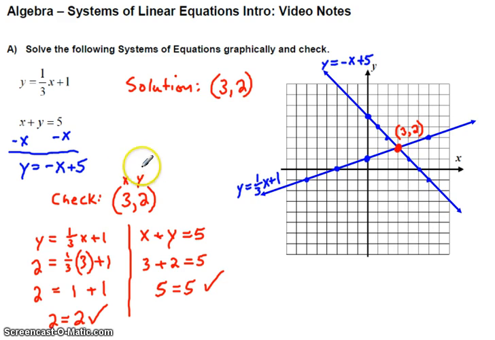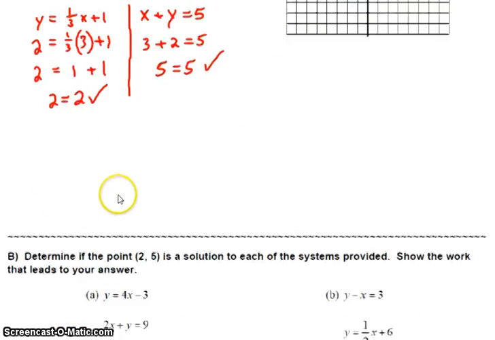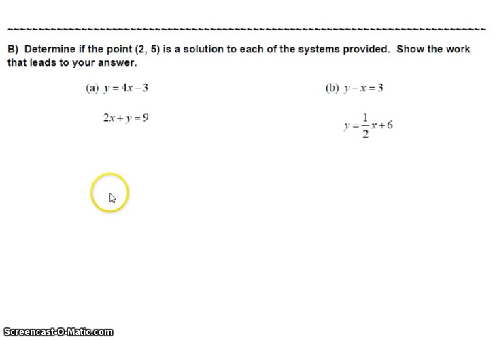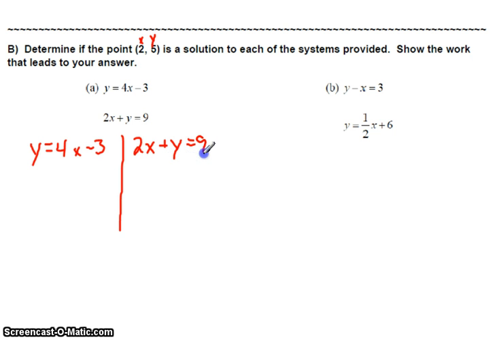All right, part B here. We're going to determine if the point 2, 5 is a solution to each of the systems provided, and we want to show the work. So this is basically just doing the check. This is a fancy way of saying do the check. So the 2 is our x, the 5 is our y, and we're just going to check them. So this is the y equals 4x minus 3. We've got to check that one. We also have to check the 2x plus y is equal to 9.